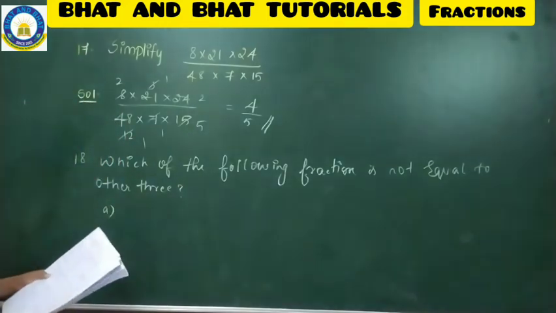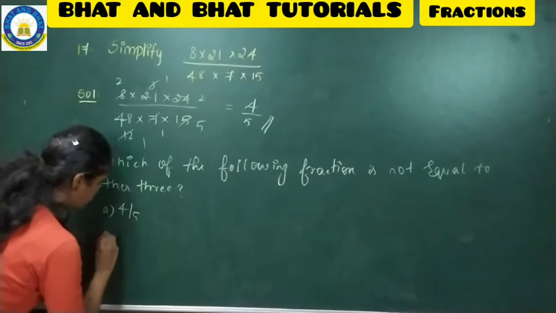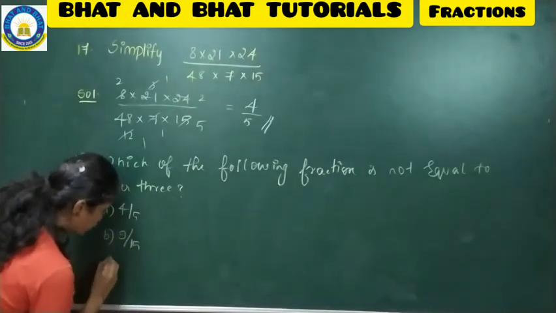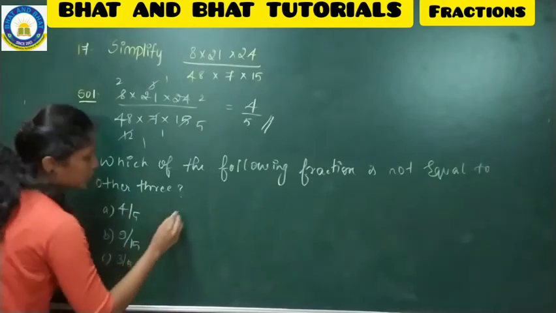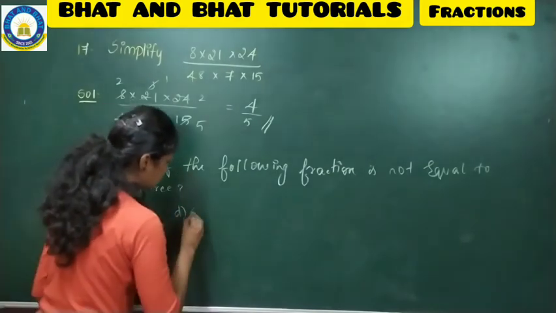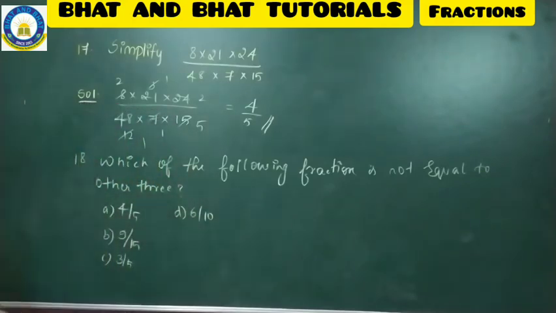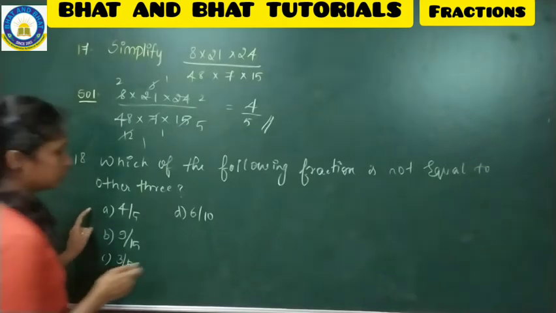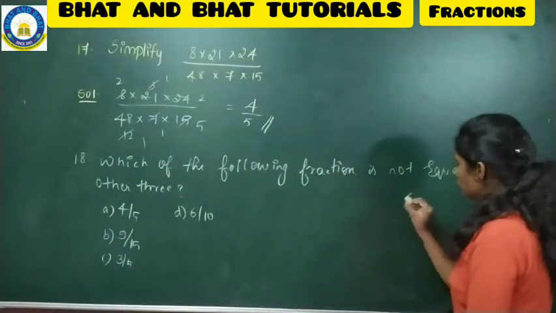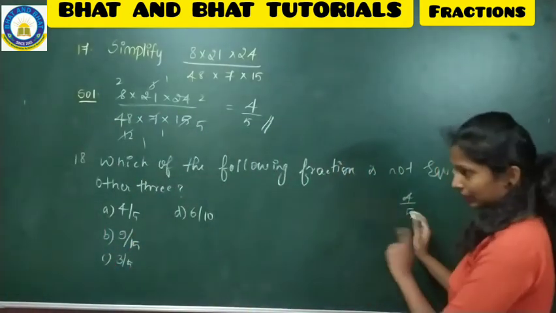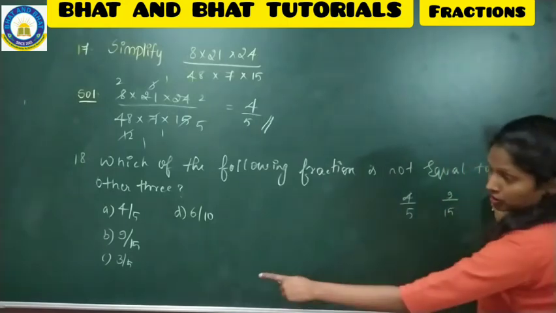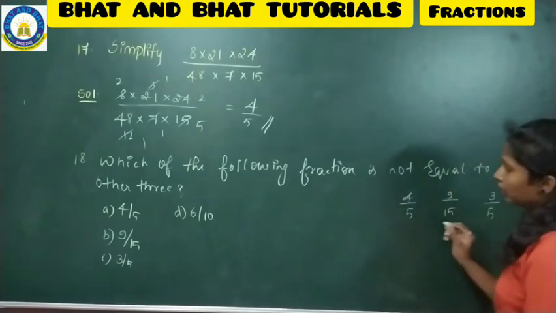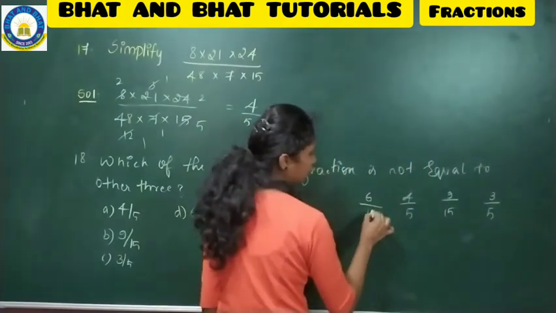The options are 4 by 5, option B 9 by 15, option C 3 by 5, and option D, I'm going to write here, 6 by 10. So in these options, one of the options is not equal to the other three, we'll check. So 4 by 5, keep aside, 9 by 15, and the third option is 3 by 5, and the next option is 6 by 10.